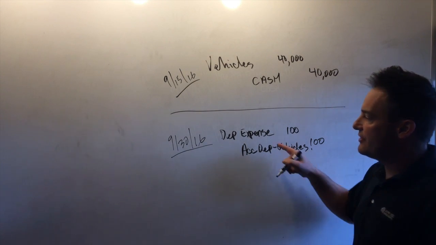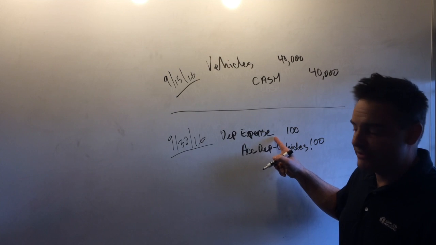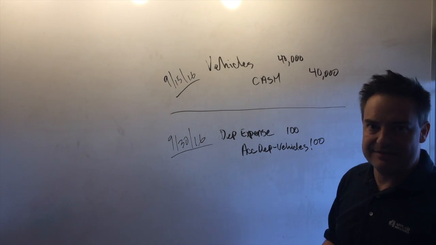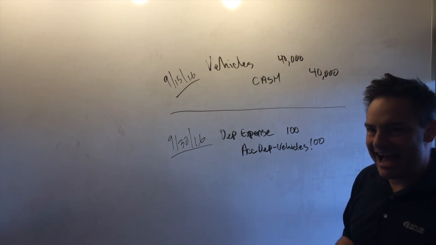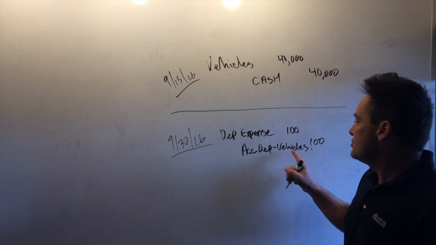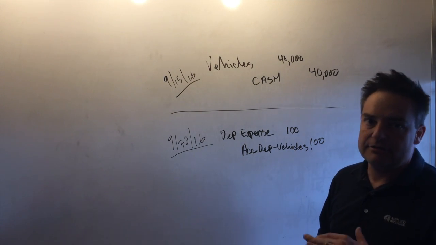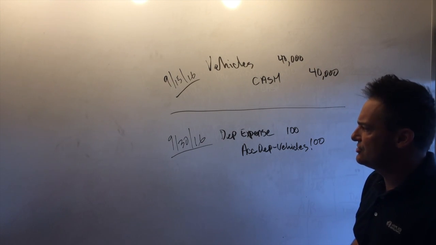Obviously, depreciation expense is your income statement account. That's an expense account. And accumulated depreciation is a type of asset account. Specifically, it's a contra asset or an anti-asset account. Accumulated depreciation, vehicles, shows up on the balance sheet directly underneath the vehicle account. So that's another type of adjusting journal entry.